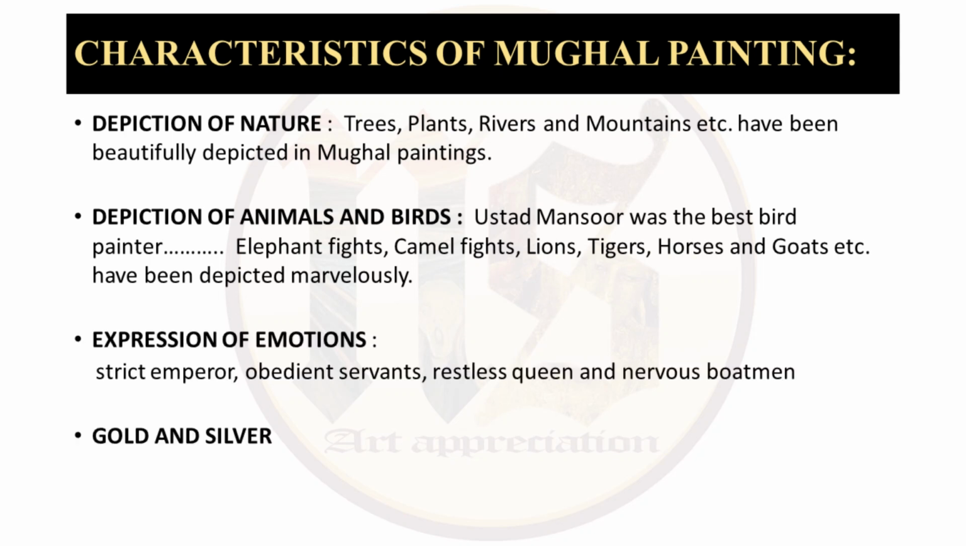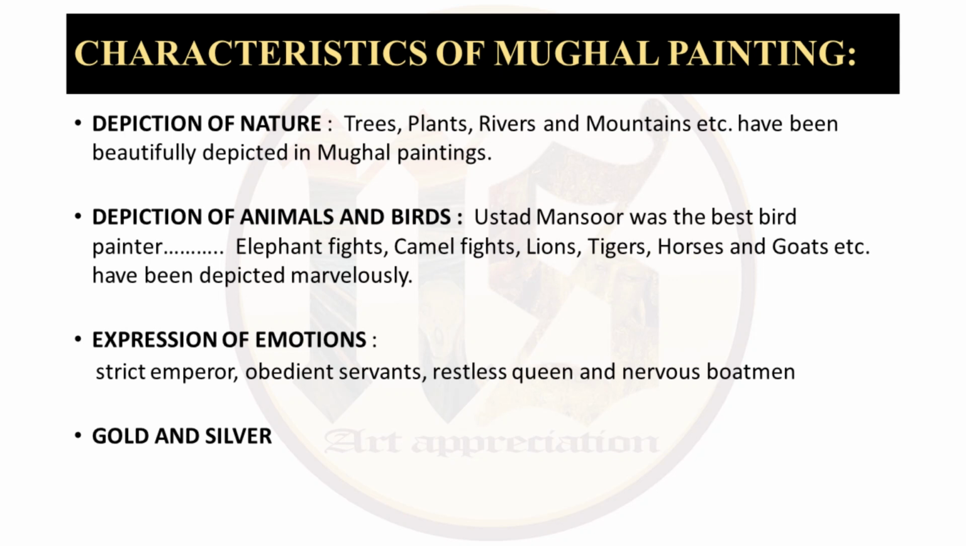Then comes expression of emotions. We generally call it bhav for Hindu art, but in Islamic art, that is Mughal art also, there is beautiful expression of emotion. If the emperor is shown strict, that thing comes on his whole portrait. Then if servants are shown obedient, the queen is restless, or the boatmen are nervous, everything, every idea, every expression has been done clearly. Then use of gold and silver colors.